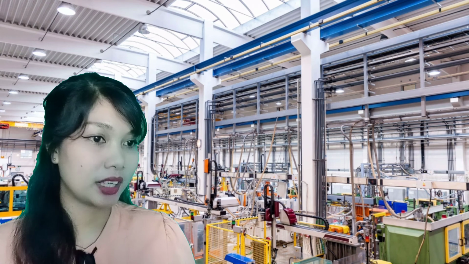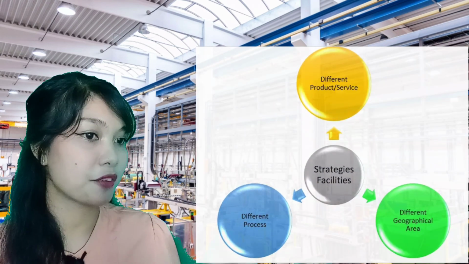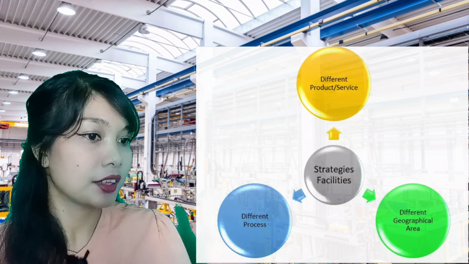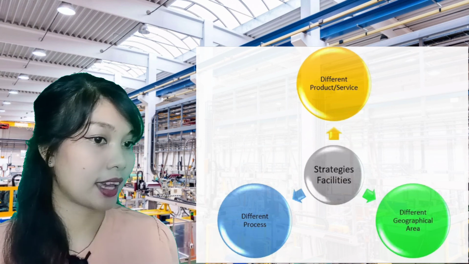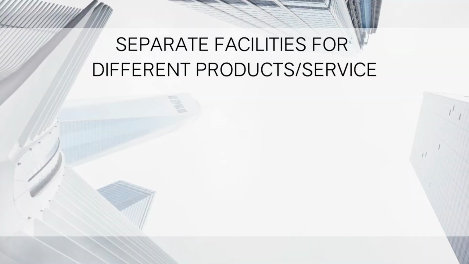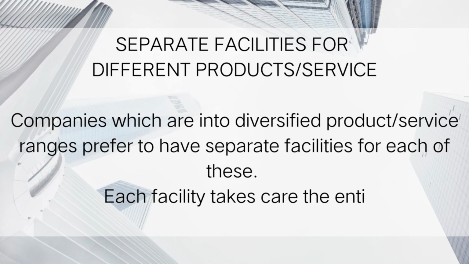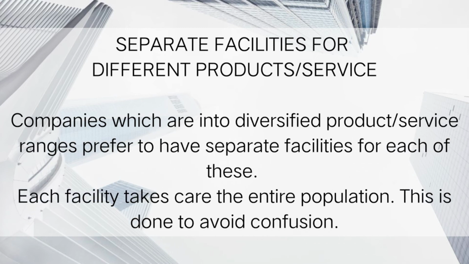Let's proceed to operation strategies for multiple facilities. Let's look at our screen. We have three strategies for facilities. The first one is different product or service, the second is different geographical area, and the last one is different process. Separate facilities for different product or service. Companies which are into diversified product or service ranges prefer to have separate facilities for each of these. Each facility takes care of the entire population. This is done to avoid confusion.